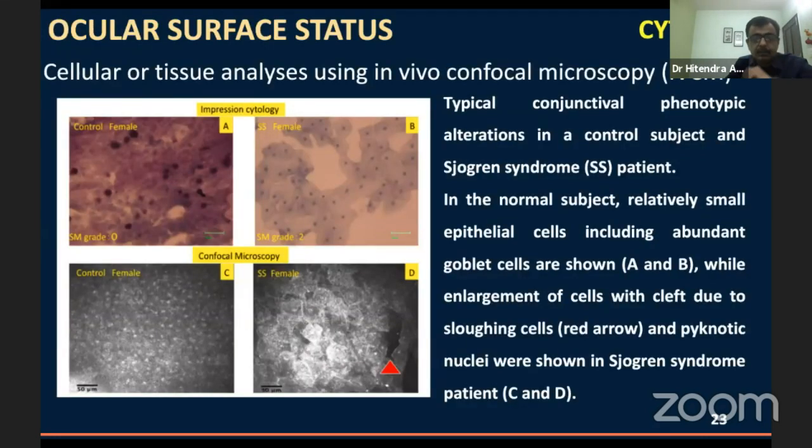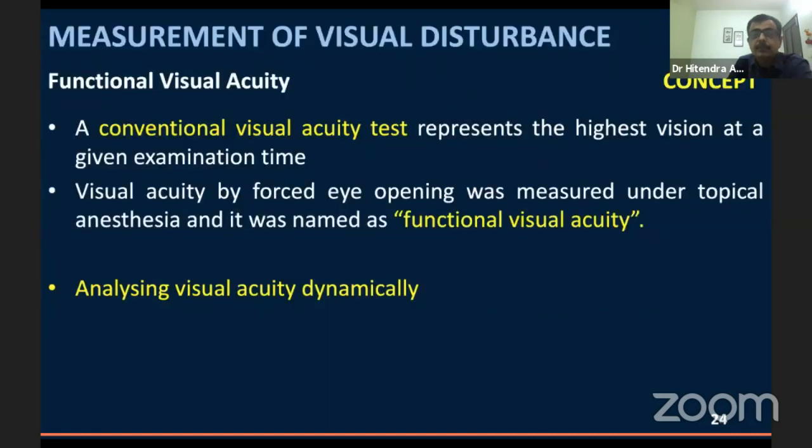To study the cells, we now have a replacement for impression cytology, the newer technique of confocal microscopy, which can give us the quality of the cell and the phenotypic alteration in Sjogren's patients or any other patients we want to study. There is also research going on which will tell us the condition of the lacrimal gland.